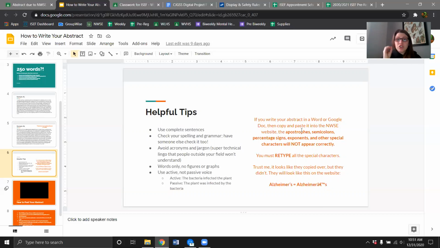Pay very close attention. All of your special characters, like apostrophes, semicolons, percentage signs, those will not copy over appropriately. It will look like they copied over, but they didn't. So you need to go back through and type back over all of those characters. It looks like they went through, but they really didn't.